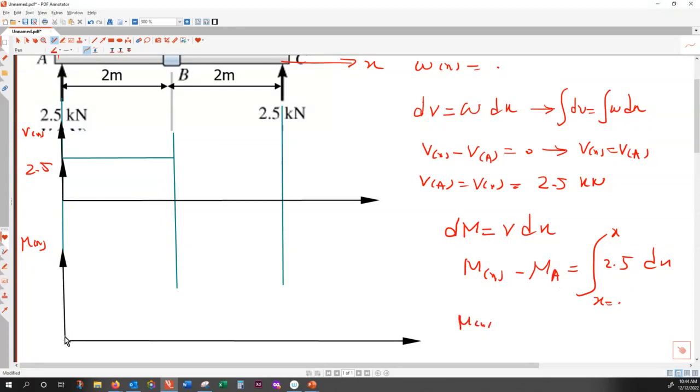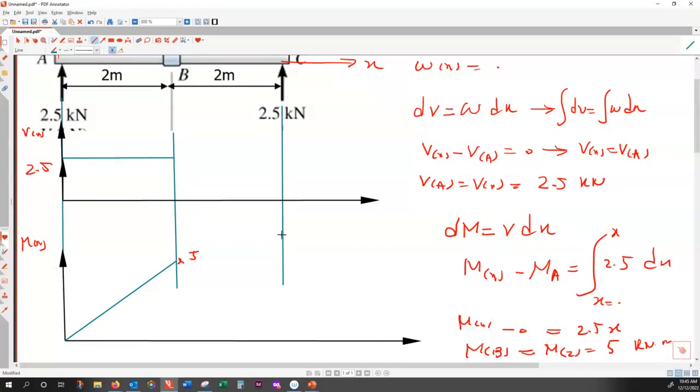What is M at the beginning? M at the beginning is 0, so M of x is equal to 2.5x. And so I can plot this one. When x is equal to B, M of B, that is M at x equal to 2, is equal to 5 kilonewton meter. So linearly it goes from 0 to 5. That is for the first zone.